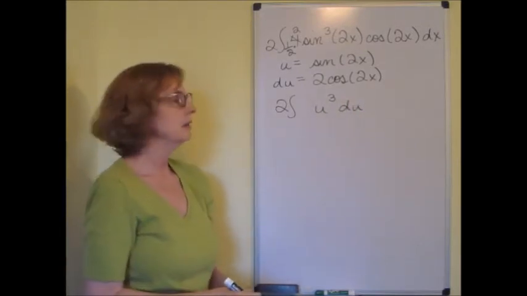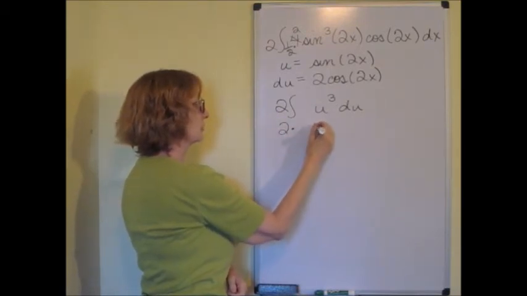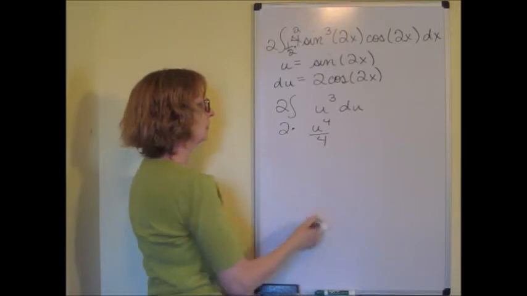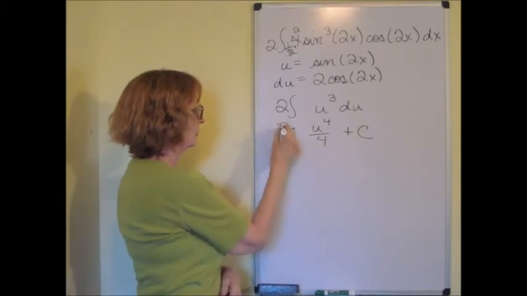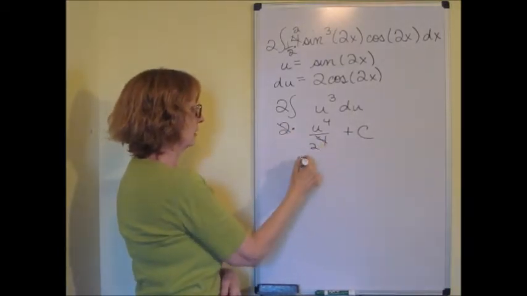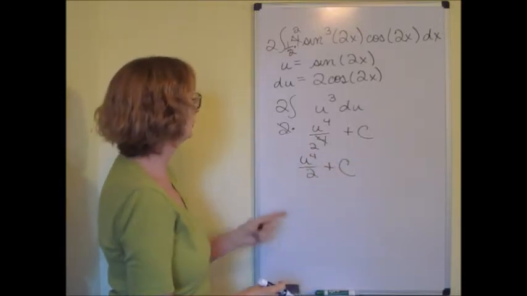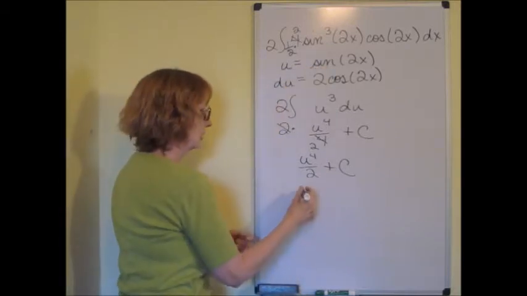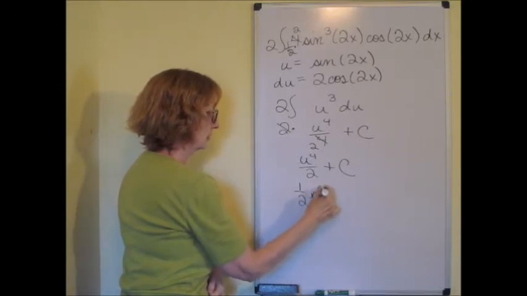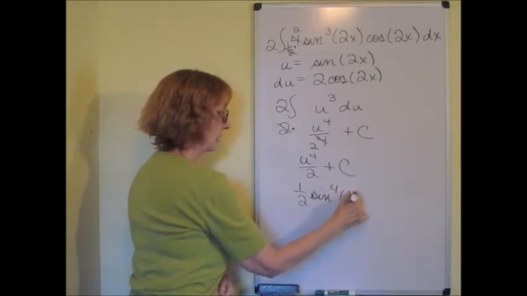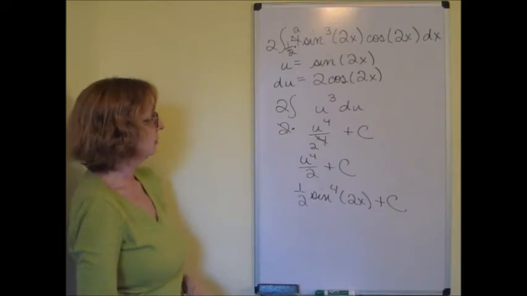Everything's set up right. Now I can integrate. Just raise your power. Don't forget the 2 out in front. So this is u to the 4th over 4, plus your c. 2 into 4 is 2. So I end up getting u to the 4th over 2 plus c. Don't forget to plug back in for your u. Your u was sine of 2x. So what I really have here is 1/2 times sine to the 4th power of my angle 2x, plus c. And there you go.